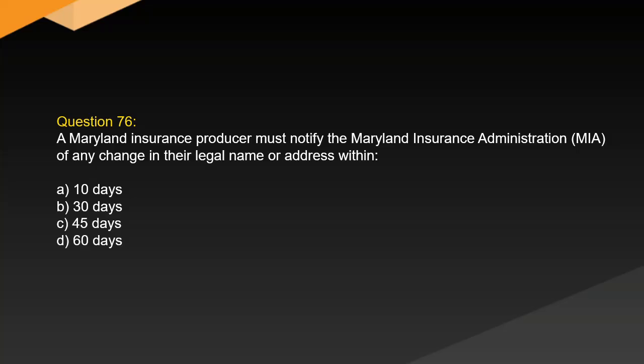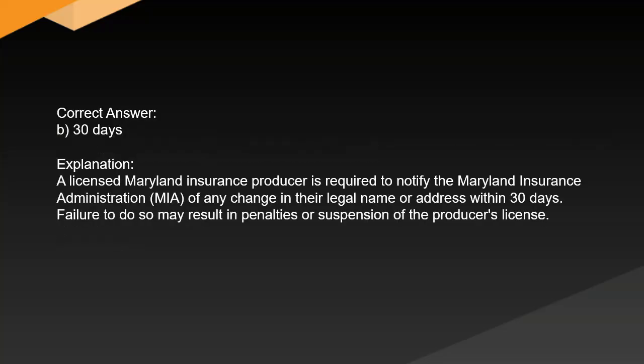Question 76. A Maryland insurance producer must notify the Maryland Insurance Administration, MIA, of any change in their legal name or address within A, 10 days, B, 30 days, C, 45 days, D, 60 days. Correct answer: B, 30 days. Explanation: A licensed Maryland insurance producer is required to notify the Maryland Insurance Administration, MIA, of any change in their legal name or address within 30 days. Failure to do so may result in penalties or suspension of the producer's license.